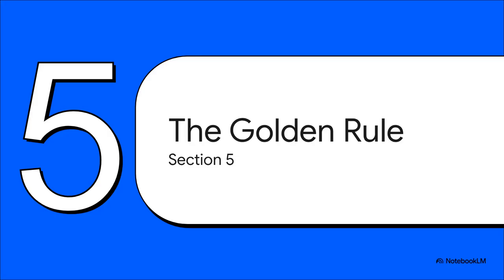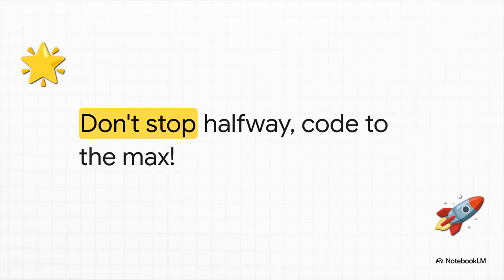Finally, Section 5, the golden rule. 7. 7 is the magic number. It represents the maximum potential length of an ICD-10-CM code. Whenever you're looking in the tabular list, your eyes should automatically be scanning to see if a 5th, 6th, or 7th character is required to make that code complete. Which leads us to our rallying cry. Don't stop halfway. Code to the max.